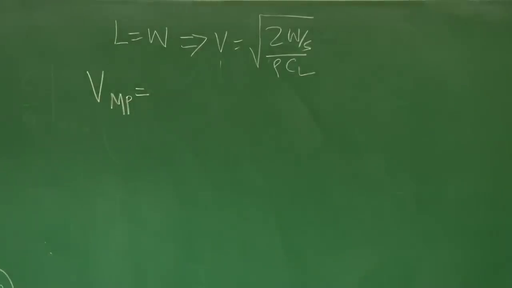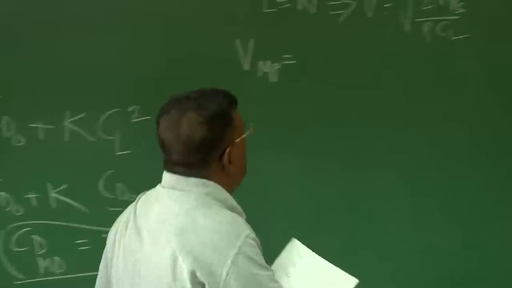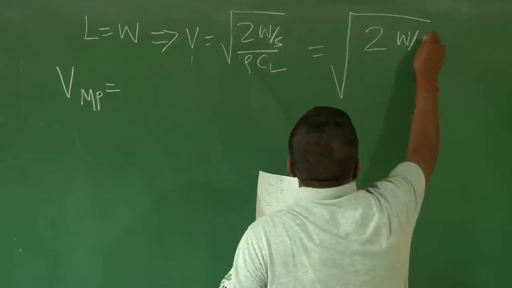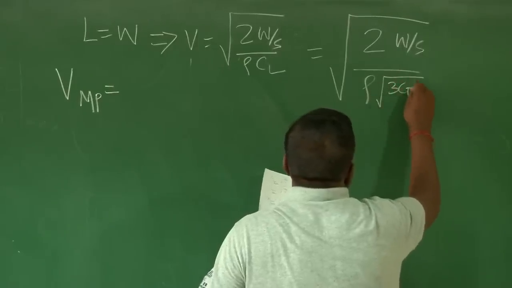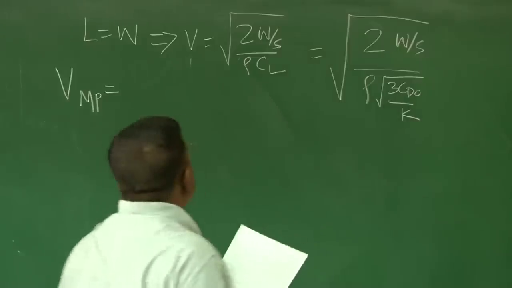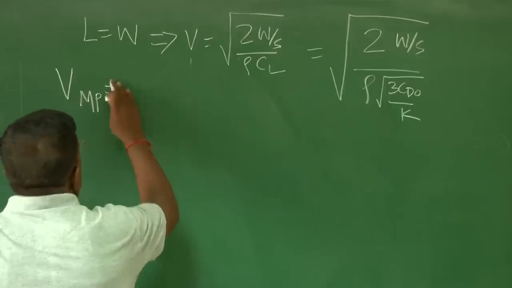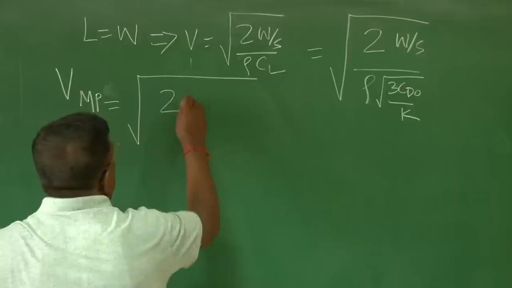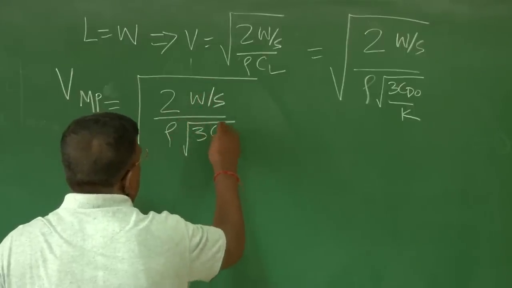So V for minimum power will be what? You know, V for minimum power means CL is root of 3 CD naught by K. So I write it as under root 2 W by S rho under root 3 CD naught by K. Let me write here so that things are clear. That will be 2 W by S rho under root 3 CD naught by K.